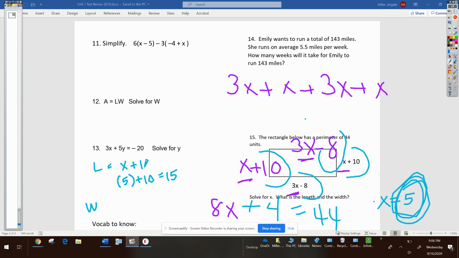And then for my width, I'm just going to take the other side, 3x minus 8. 3 times 5 minus 8. So 15 minus 8 is going to be 7. So I would have two answers on this, 7 and 15.